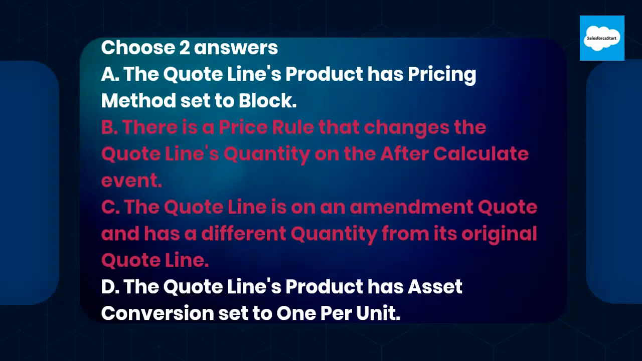The answer is option B. There is a price rule that changes the quote line's quantity on the after calculate event. C. The quote line is on an amendment quote and has a different quantity from its original quote line.